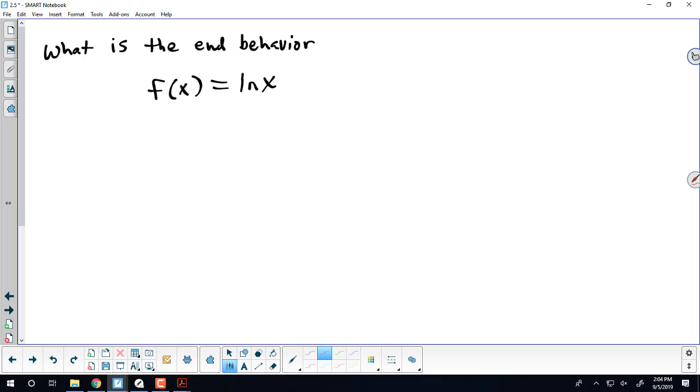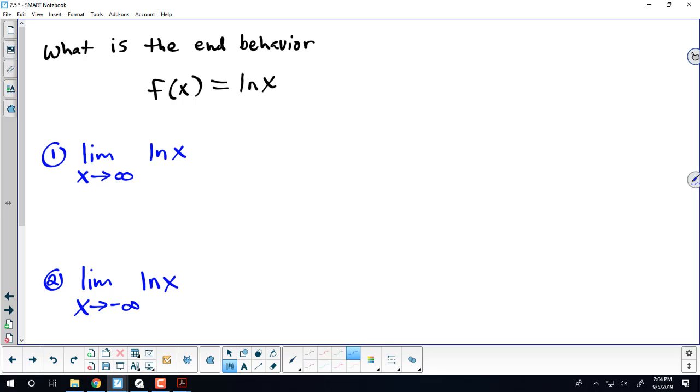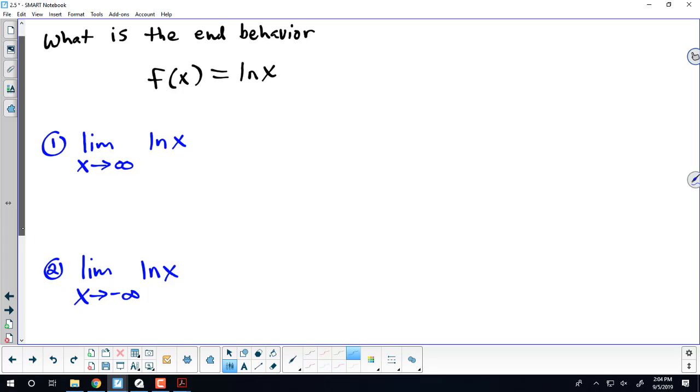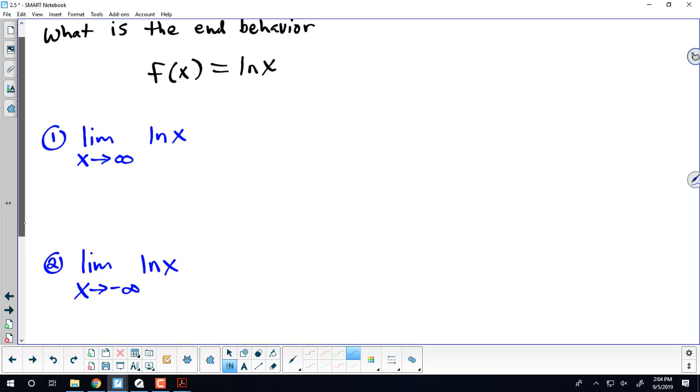In a sense, it's helpful to remember the graphs, because when you're asked to find the end behavior, you don't want to say, I don't know what the graph looks like. What's the limit at infinity? And what's the limit at negative infinity? It exists at negative infinity. It only exists at positive infinity.